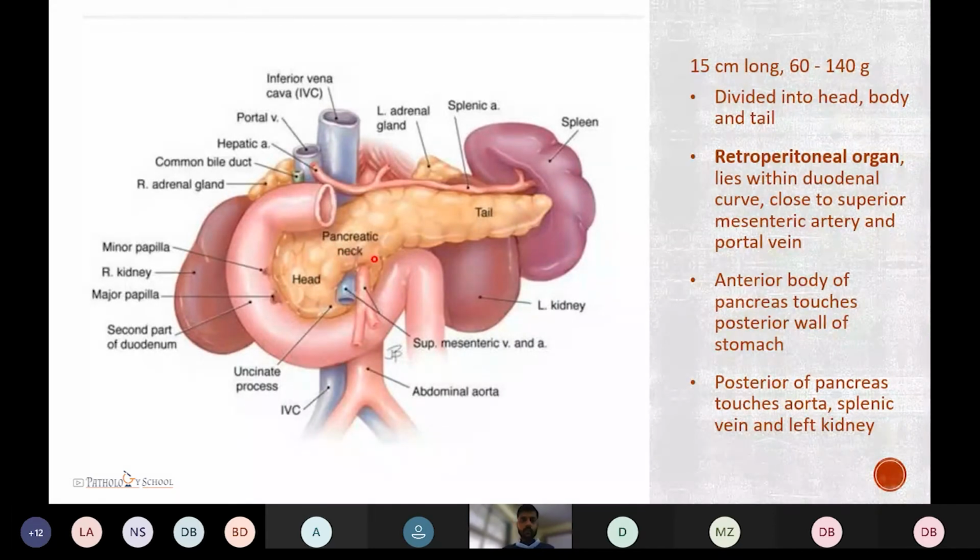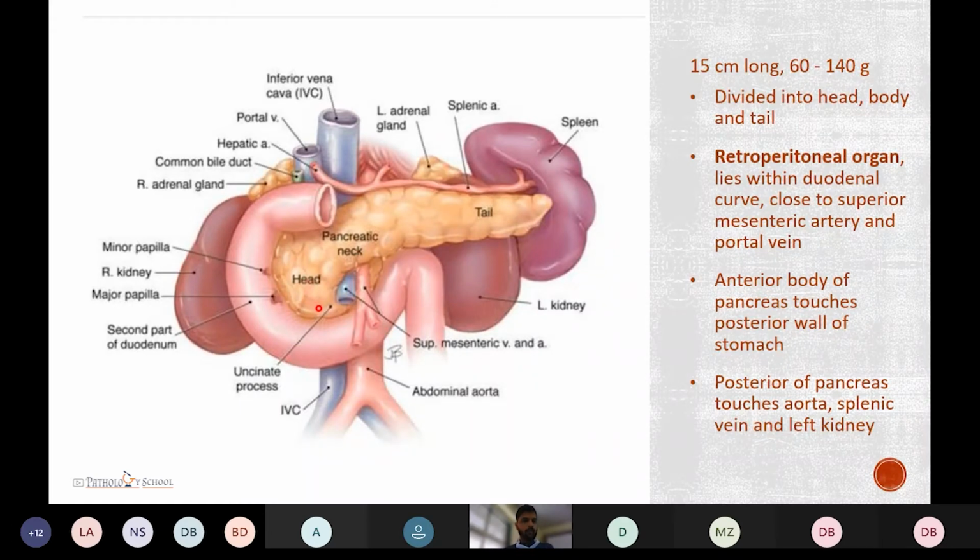Now, as you can see here, it is in close proximity to various structures. The most important thing here is it is a retroperitoneal organ which lies within this duodenal curve, and it is close to the superior mesenteric artery and the portal vein. Now the anterior body of the pancreas touches the posterior wall of the stomach, and the posterior of the pancreas touches the aorta, splenic vein, and the left kidney. As you can see here, the pancreatic neck overlies just the superior mesenteric vein and the artery.